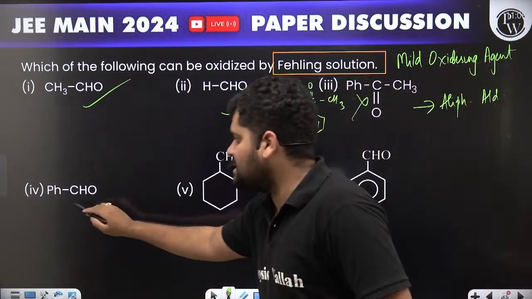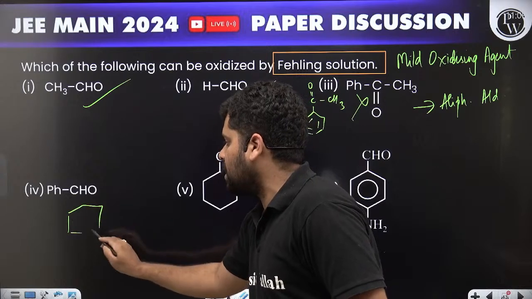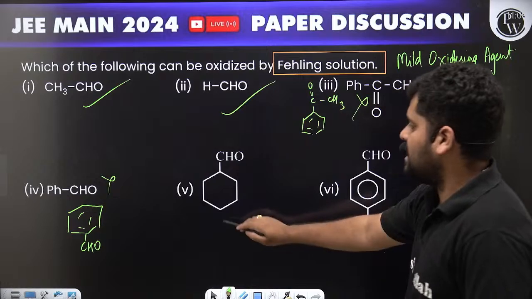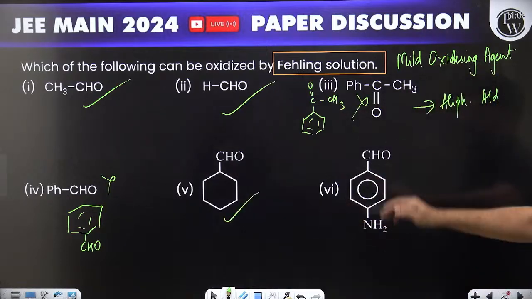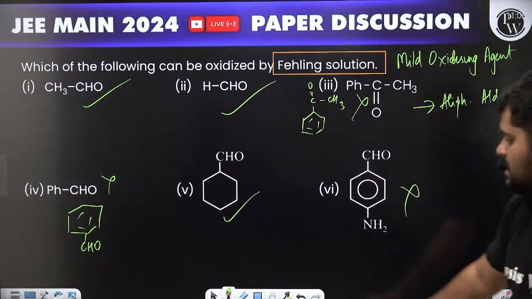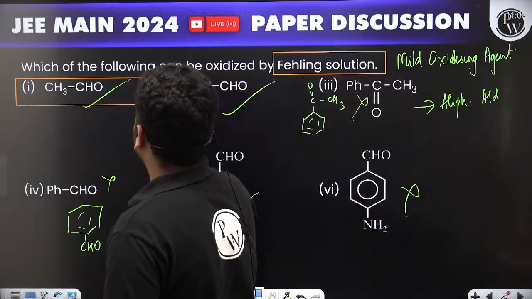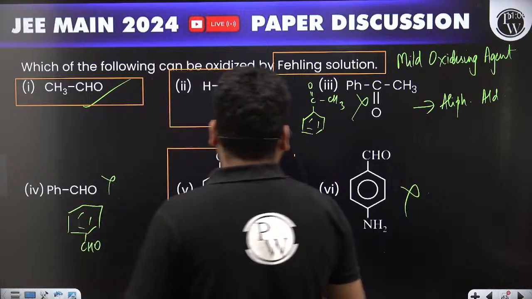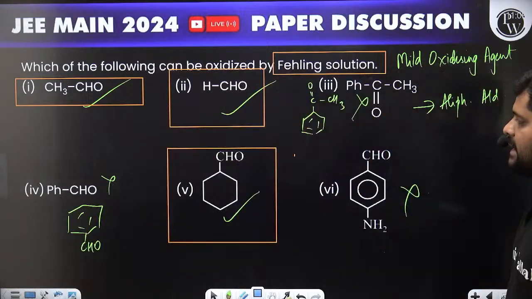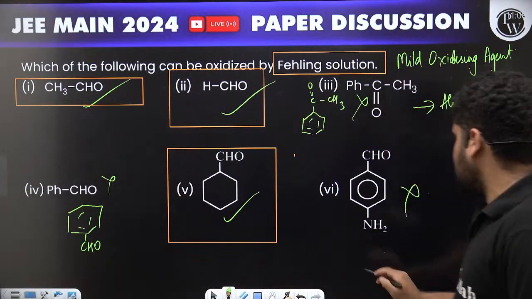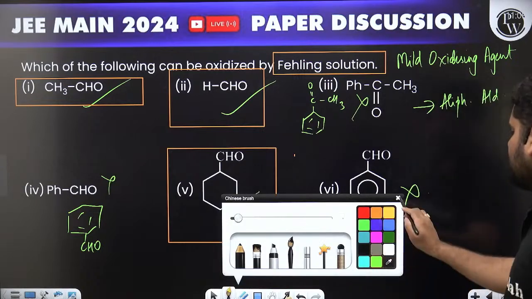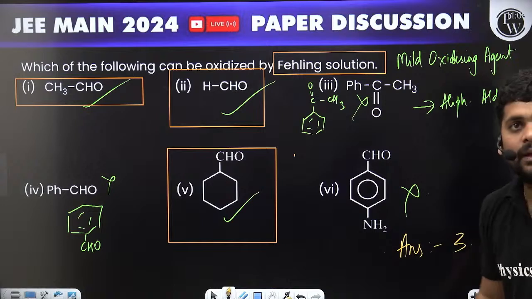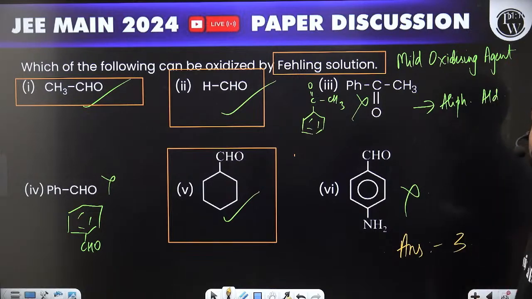And we have benzaldehyde. This also cannot be oxidized by Fehling's reagent, and then this can be oxidized. Here you have a benzene ring, it cannot be oxidized. So you have 1, 2 and 3. So 3 cases it can oxidize. So the answer for this question is going to be 3.